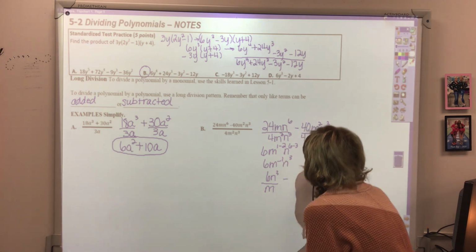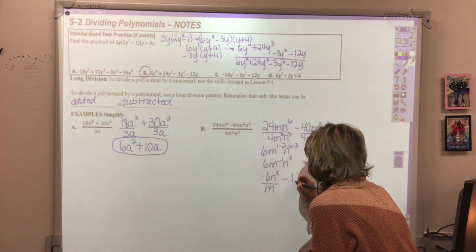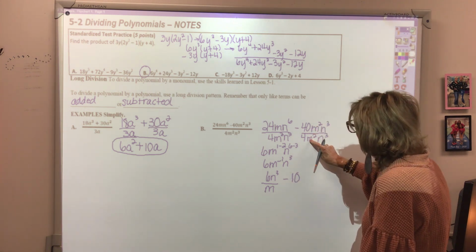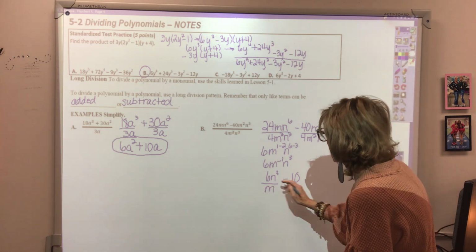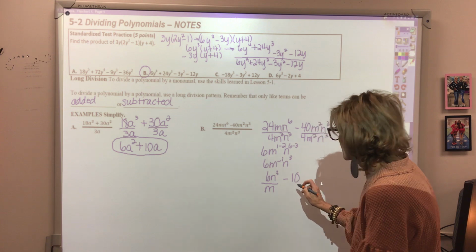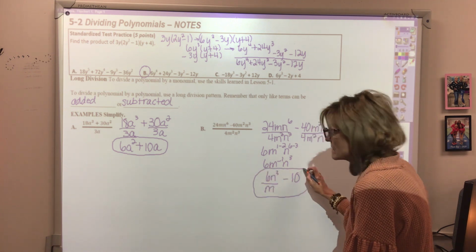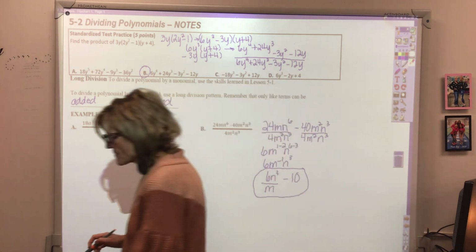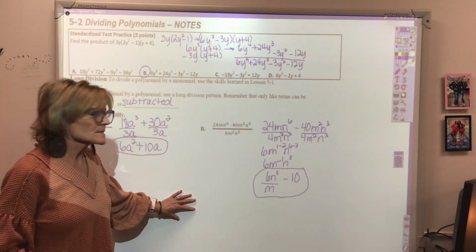And the second part, minus 40 divided by 4 would be 10. And notice the m squareds will cancel and the n cubes will cancel. So this should be our answer, 6n to the 3rd over m minus 10. And I'm just going to check myself right quick. Okay, so we're good on these.